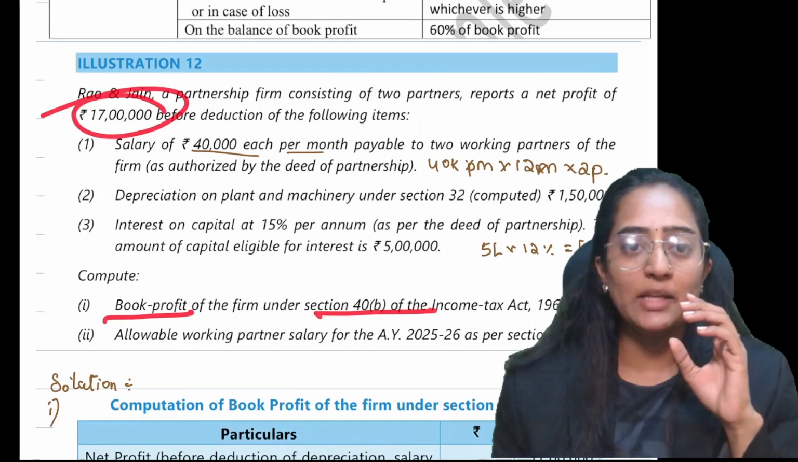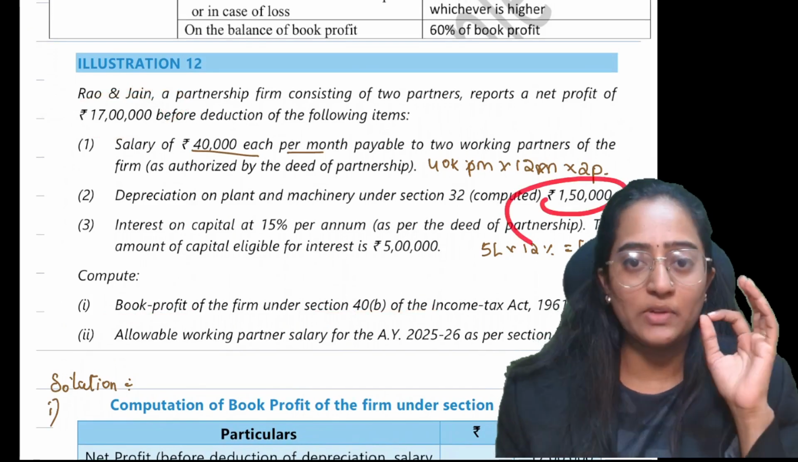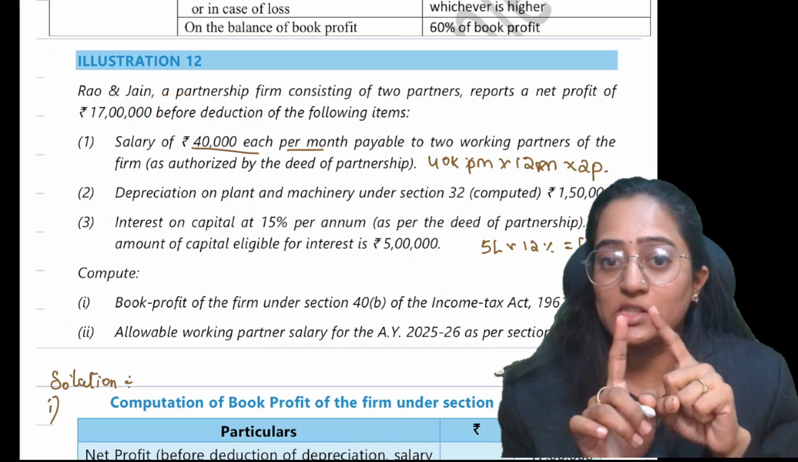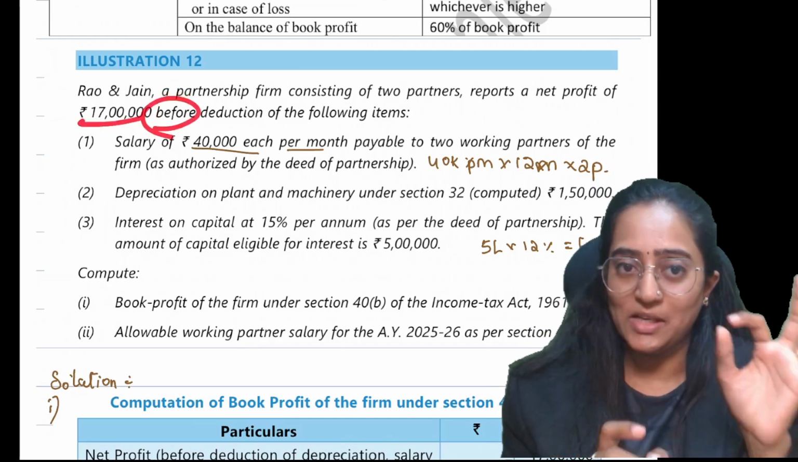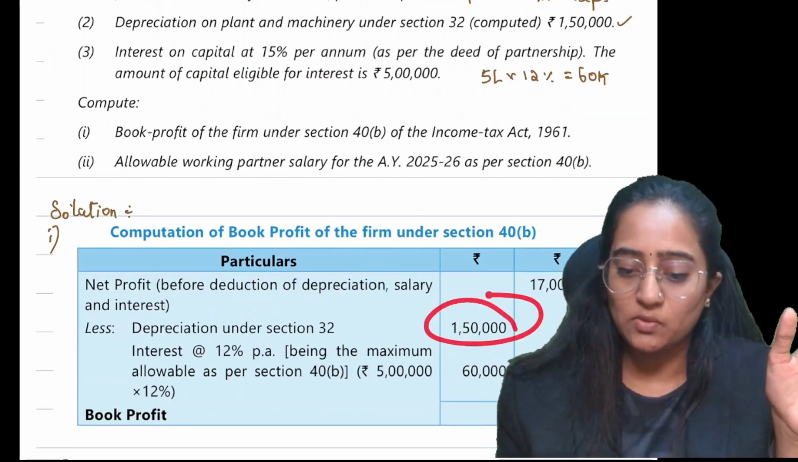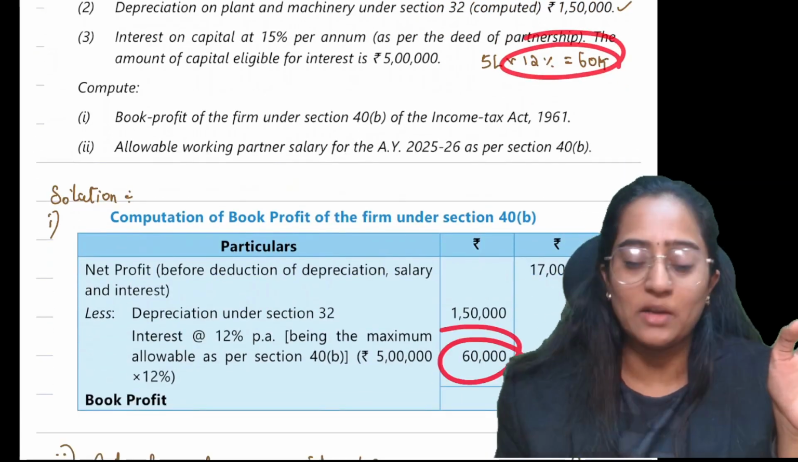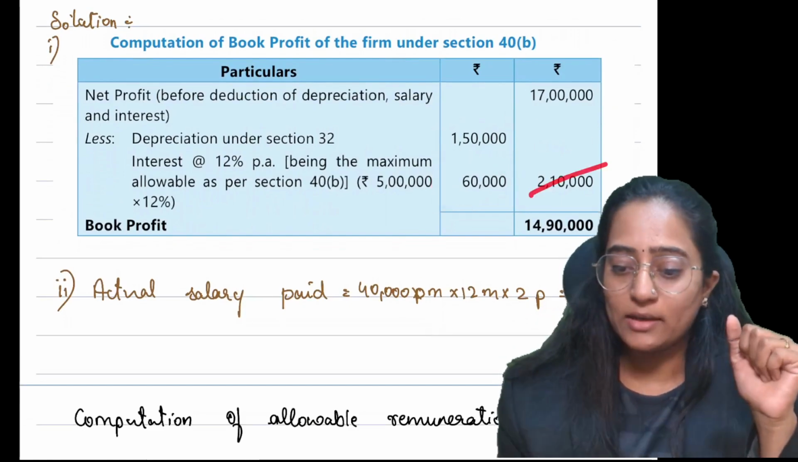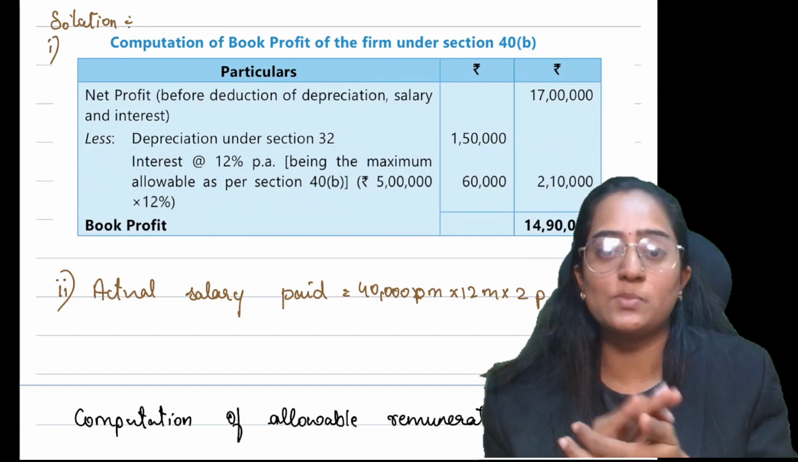Net profit you have, 17 lakh. And whatever is allowed, 1,50,000, you will subtract. Remember, if this was after deduction, then the situation might have been different. This is before. So out of the 17 lakh, this was supposed to be allowed as deduction. You have not considered it, so you will take it as deduction, 1,50,000. Up to 12% it's allowed as deduction. So out of 17 lakh, 1,50,000 and 60,000 is gone, 2,10,000. So 14,90,000 becomes my book profit before remuneration adjustment.